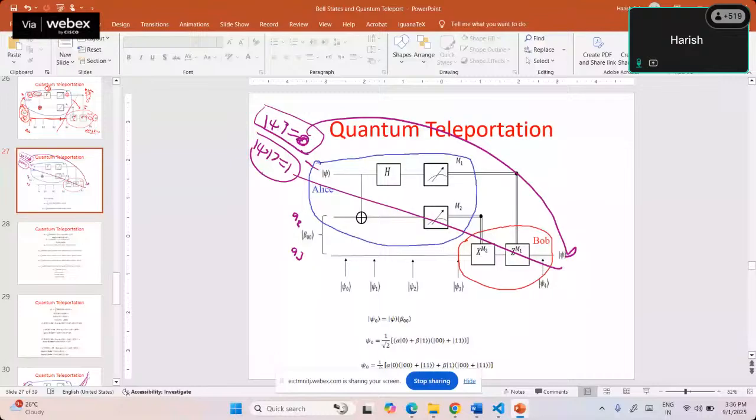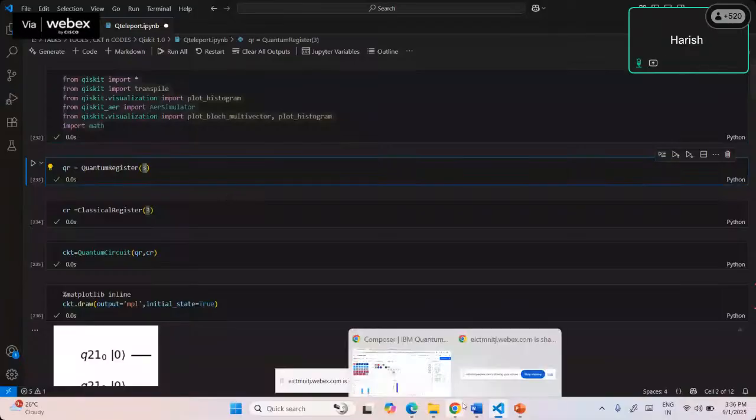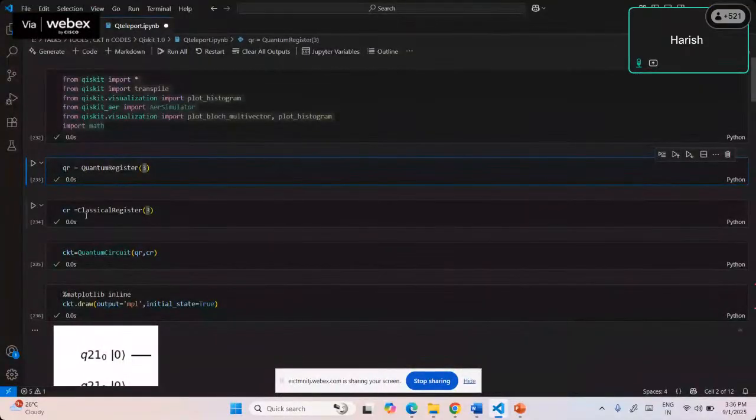So just see here, we just require those initialization or import libraries. Then we are initializing the quantum register with length 3. Why length 3? Because we require 3 qubits. The first qubit is the state we want to share or teleport, and the second and third are for the entangled pair. So 3 qubits, and we have the corresponding classical register of length 3. We created the circuit.